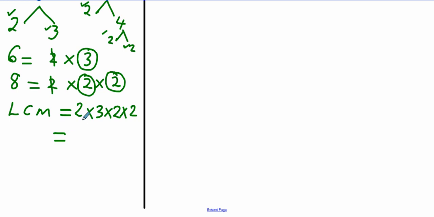The LCM will be multiply all this. So this will be 2 times 3, that is 6. 6 times 2, that is 12. 12 times 2 is 24. See that? So LCM of 6 and 8, we are still getting the same answer, that is 24. See?